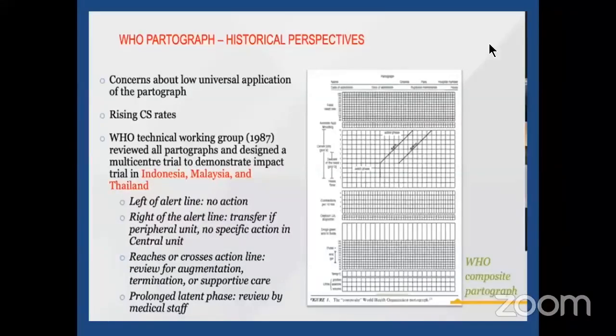But the heart of the partogram is this graph, which has an alert line and an action line. And we all know that our deliveries should preferably go to the left of the alert line. If they come to the alert line, we have to intensify our monitoring. That means we have to be more alert, keep seeing the fetal heart more rigorously. And if they go to the action line, we have to take some action.